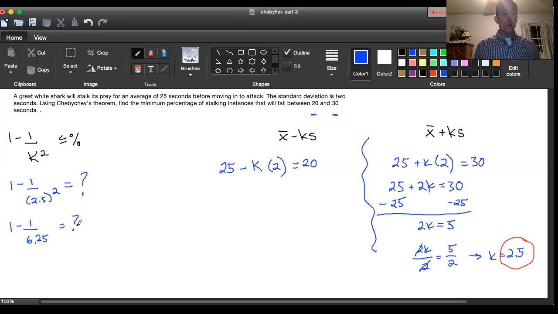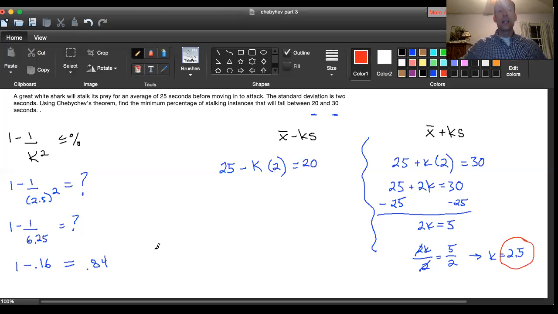And now we need to get 1 divided by 6.25. That's going to give us 1 minus 0.16, and this is going to equal 0.84. We have to still watch because remember, we're dealing with inequalities. So at the last minute, we're going to convey that we know there's a minimum percentage at work here.